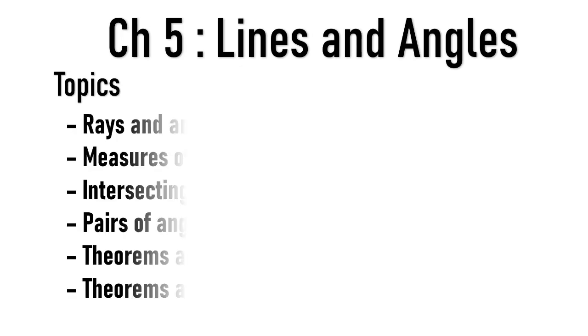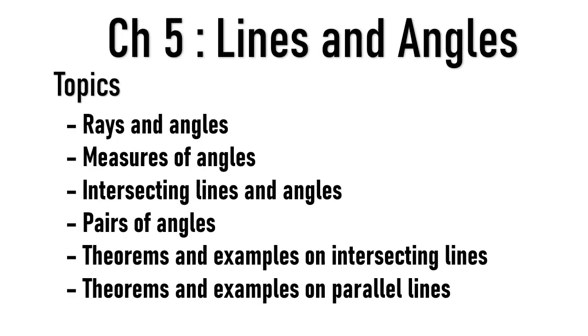Chapter 5, Lines and Angles, is also as per the existing book. The topics are rays and angles, measures of angles, intersecting lines and angles, pairs of angles, theorems and examples on intersecting lines, and theorems and examples on parallel lines. That is also already there in grade 9, the same thing.